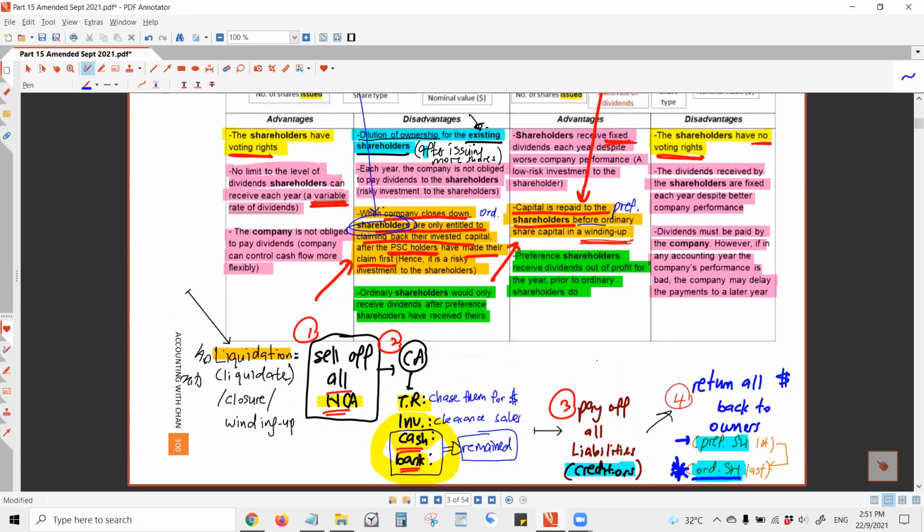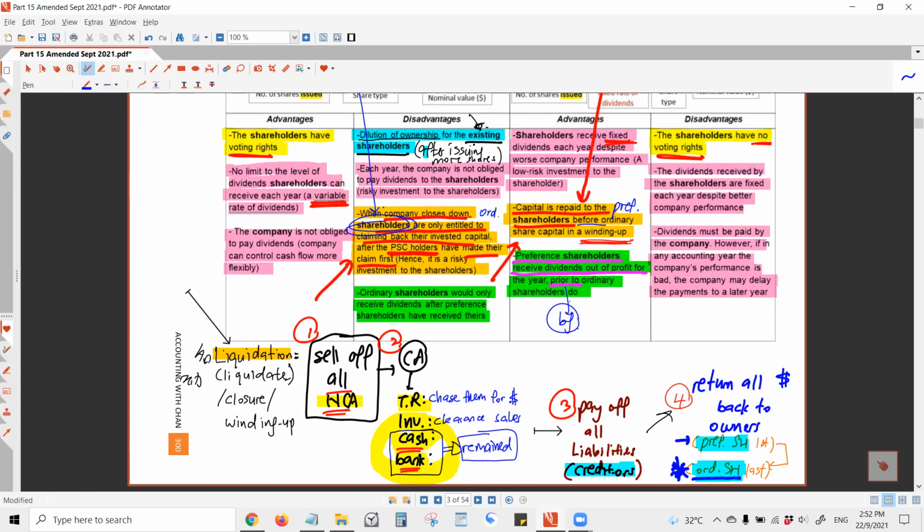Now, look at the ones in green. Very soon we are going to the question. Now we look at the ones in green. It's about the priority of getting dividends. Preference shareholders receive dividends out of profit for the year prior to ordinary shareholders do. Prior to means before. Not sure if you know that word. Prior to means before.